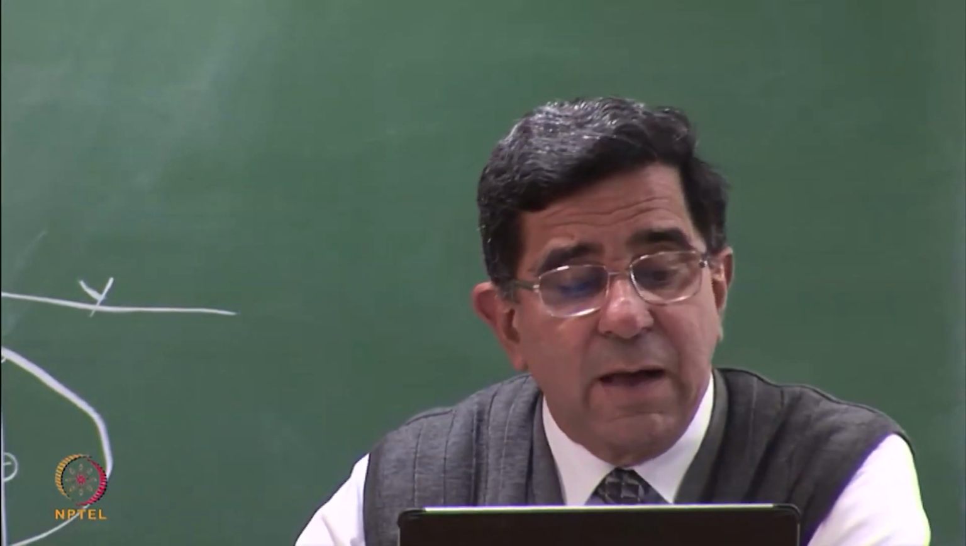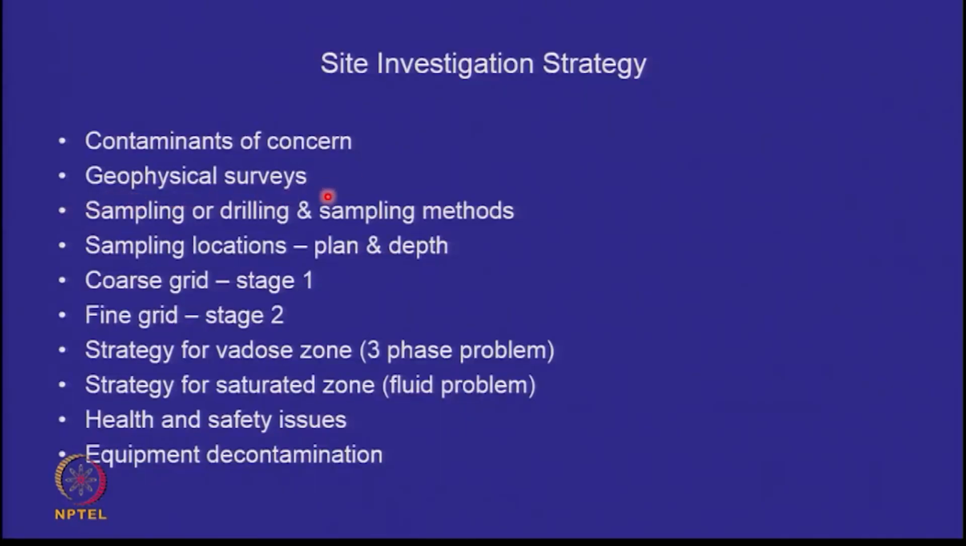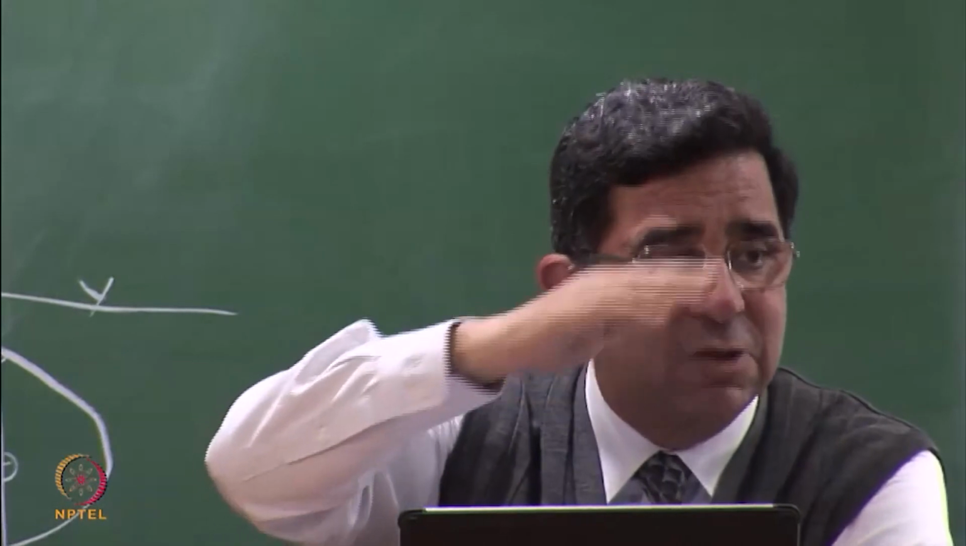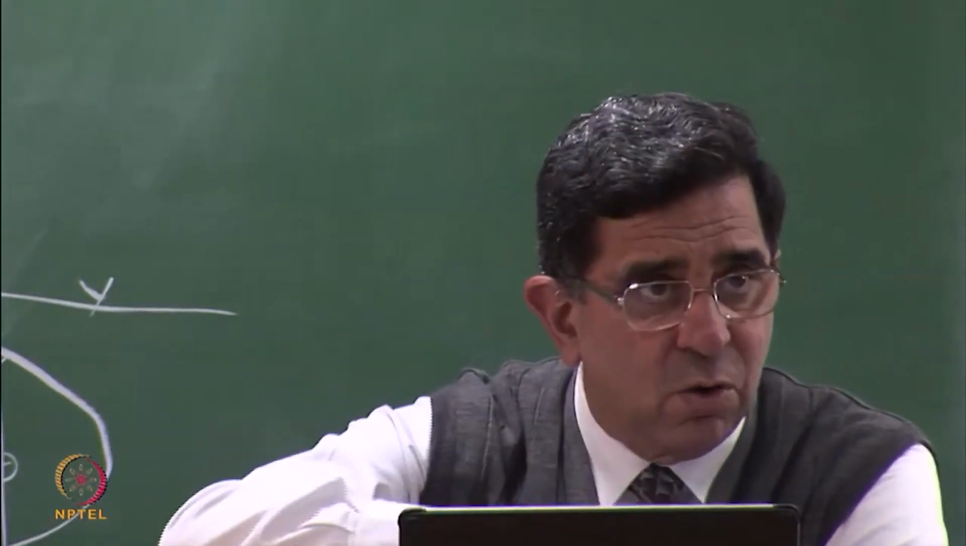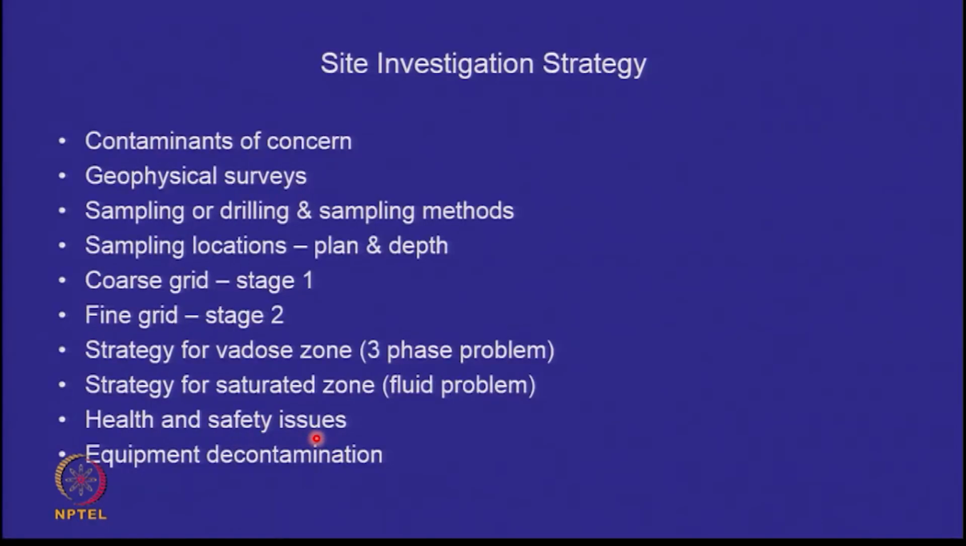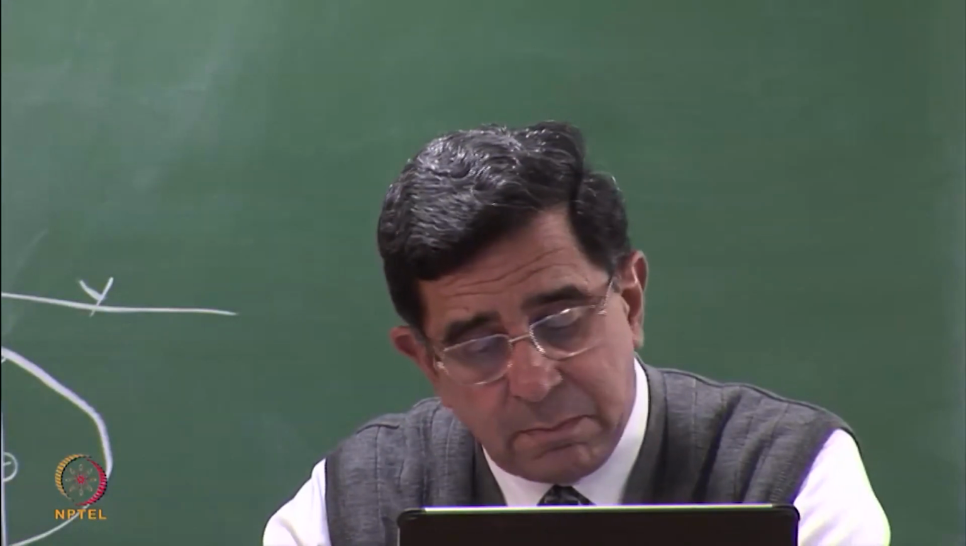So, for the contaminant of concern, do some geophysical surveys, then you have to do sampling or drilling and sampling, both in plan and depth, coarse grid stage 1, fine grid stage 2. You can have a strategy for the vadose zone and a strategy for the saturated zone. Normally you attack the saturated zone first. If it is not contaminated, then you are very happy that the contaminants are still in the vadose zone and have not reached below. Then of course, there are very stringent manuals on health and safety issues, especially if you are monitoring around a hazardous waste dump.